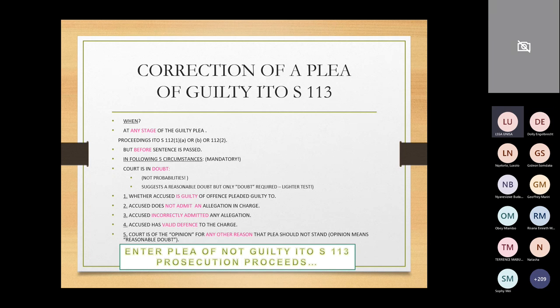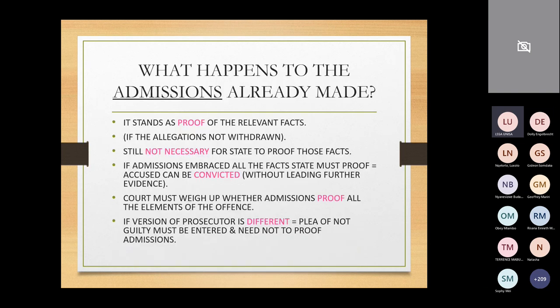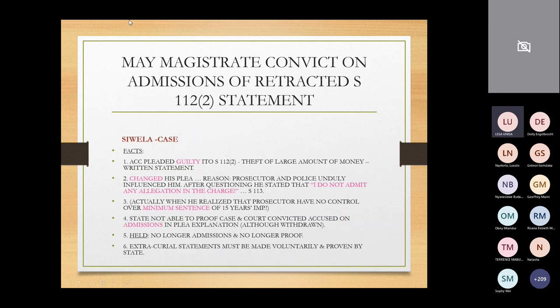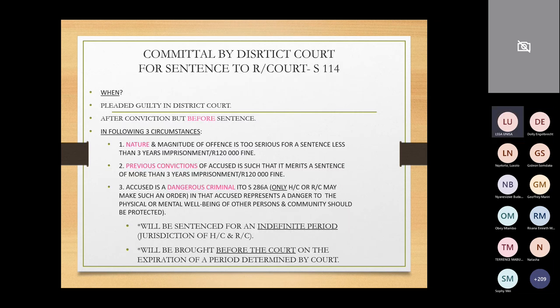Now, with that correction of a plea, as I said, it can happen at any stage of the proceedings, in terms of any of the sections, but before the sentence is passed. That is when the court is in doubt whether he accepts responsibility. This is what happens when the admissions are already made: they stand as proof, and it is not necessary for the state to prove those facts. That's what I said earlier. What I've been saying was just in the form of oral theory.